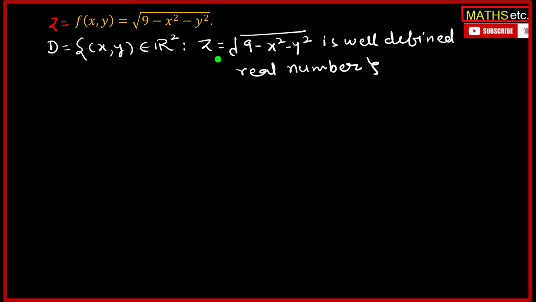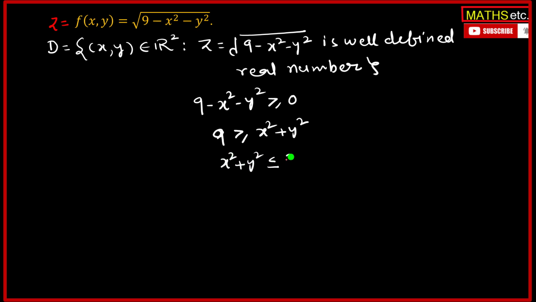Now in this case, when will z be a well-defined real number? If 9 minus x squared minus y squared is greater than or equal to 0. Let us simplify it. This implies 9 is greater than or equal to x squared plus y squared, and this is basically x squared plus y squared is less than or equal to 9. So only those points in the xy plane which satisfy this inequality will be part of the domain, right? And we can see that this is nothing but a disk.